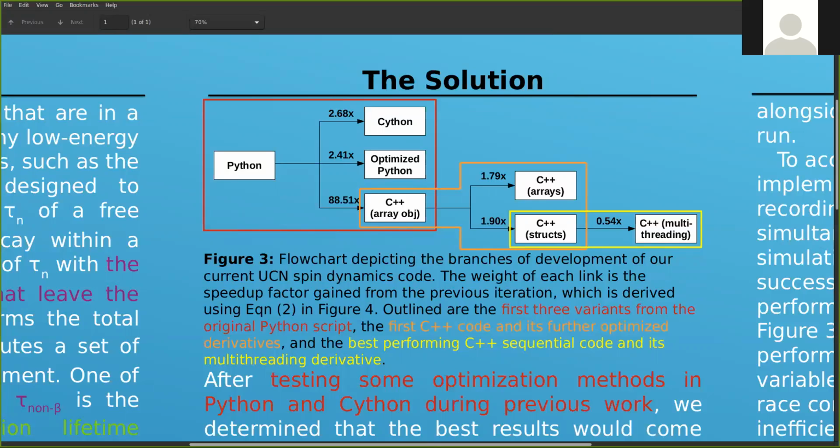Next, looking at the portion of the flowchart outlined in orange, I tried representing physical vectors as different types of data structures. Originally, I had used array objects out of convenience, but I discovered that representing physical vectors as either built-in arrays or structures nearly doubled the speedup factor again in both cases, with structures having a slightly higher advantage in our case, at an overall speedup factor of 168.6 from the original Python version.